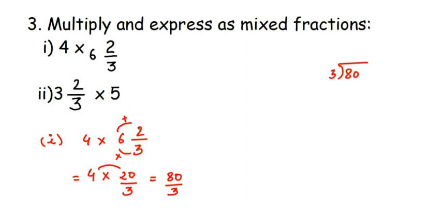So 3 twos are 6, we can take. Remainder is 2. Drop this 0 here. We got 20. So 3 sixes are 18. Subtract it. 2 is the remainder.